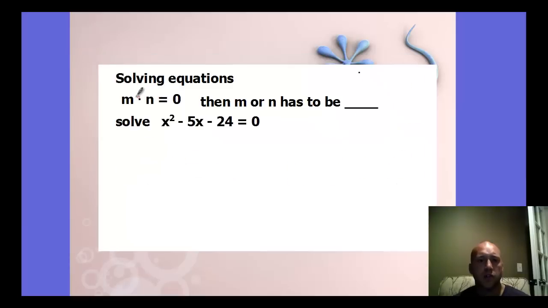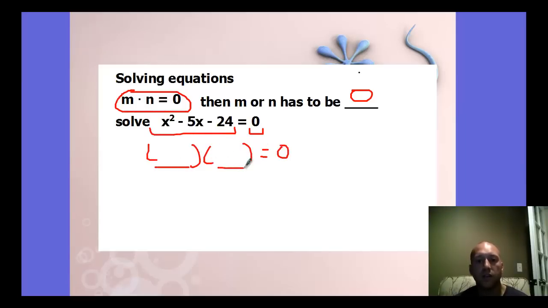So if we're solving equations here, we're going to actually solve equations. If we have m times n equals 0, the only way that's going to occur is if m or n has to be 0. The only way two things multiply to be 0 is if one of those two things is 0. So if we want to solve this equation, we want to factor it, because if we can factor it, we now have two things that multiply together to be 0. So we know that one of those two things has to be 0.